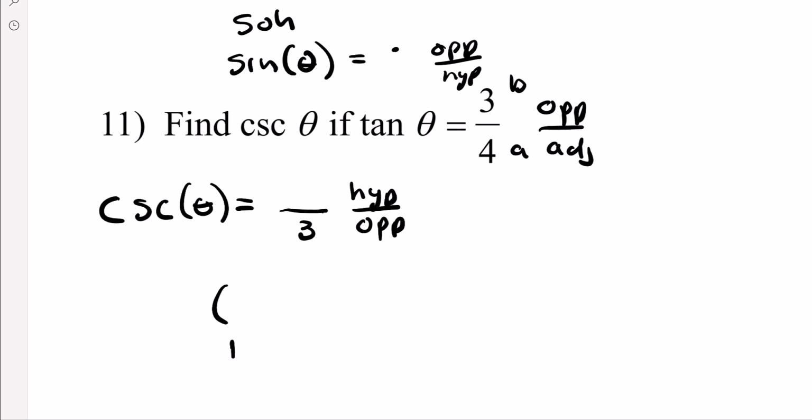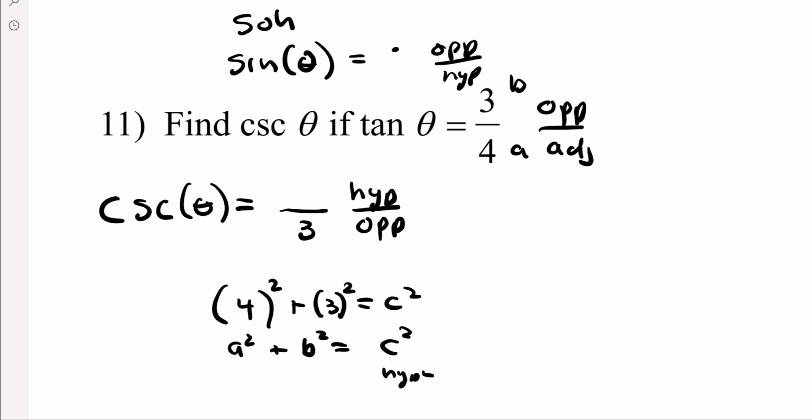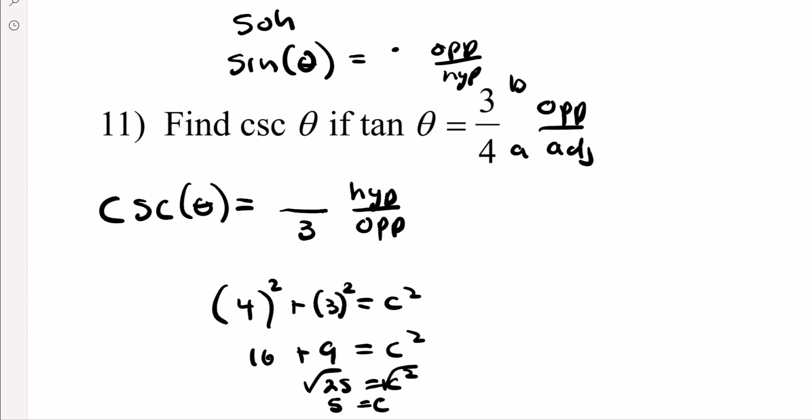So we can say A squared plus B squared is equal to C squared. That's hypotenuse squared. So A is 4. 4 squared plus 3 squared gives us C squared. So we're doing the reverse of the other one. And this is a Pythagorean triple, so some of you may know that. So 25 is equal to C squared. So the hypotenuse is equal to 5.